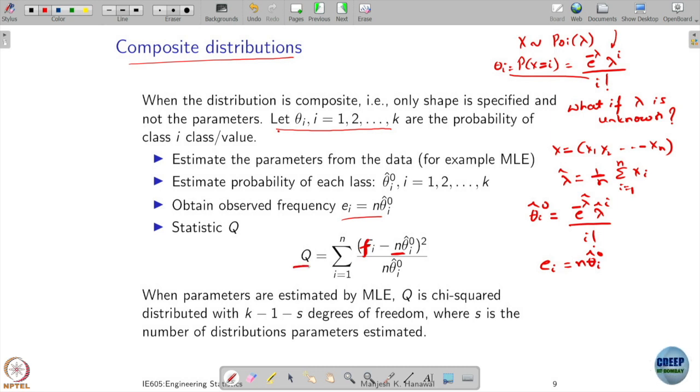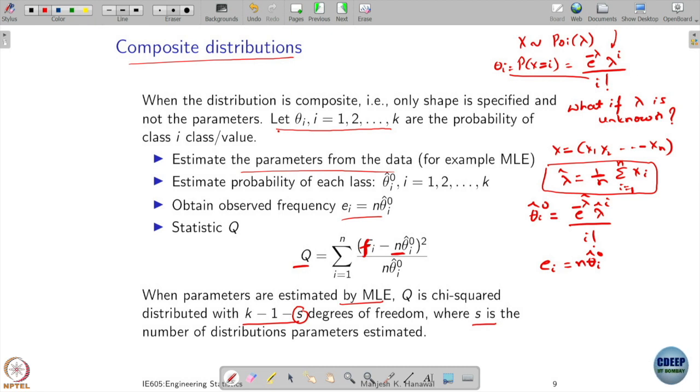Now what about the distribution of Q? Does it follow the same distribution like we had earlier, which is a chi square distribution with k minus 1 degrees of freedom? It so happens that when the parameters that you estimate are based on the maximum likelihood estimator, then indeed one can argue that Q still maintains a chi square distribution. The only thing is now the degrees of freedom is k minus 1 minus s. Okay, now what is this s here? Earlier it was k minus 1, now you are saying it is k minus 1 minus s. Here s is the number of distribution parameters that we estimated. For example, here in the Poisson, we estimated one parameter.